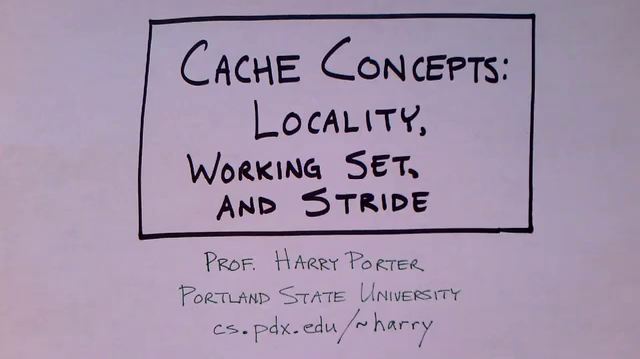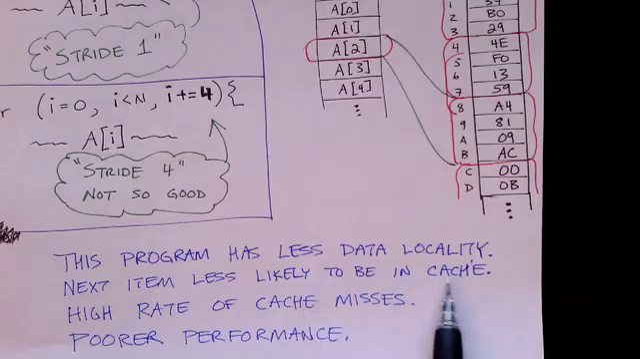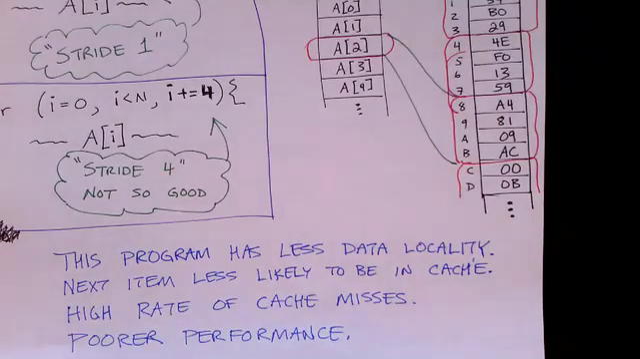So the second program has less data locality. The next item is consequently less likely to be in the cache, so we'll have a higher rate of cache misses and consequently poorer overall performance.